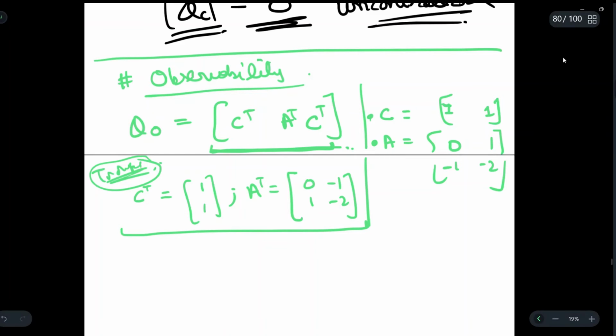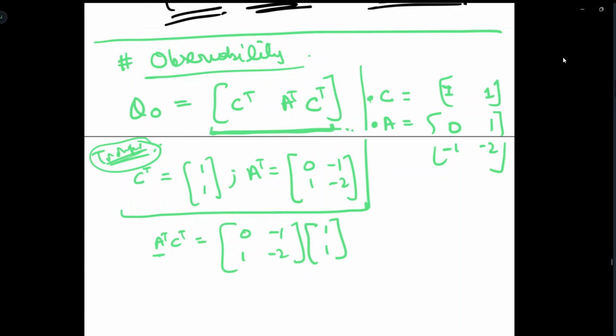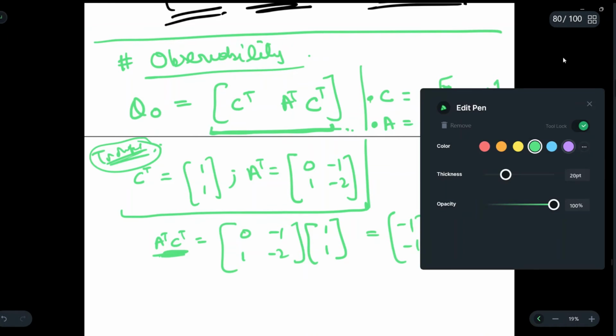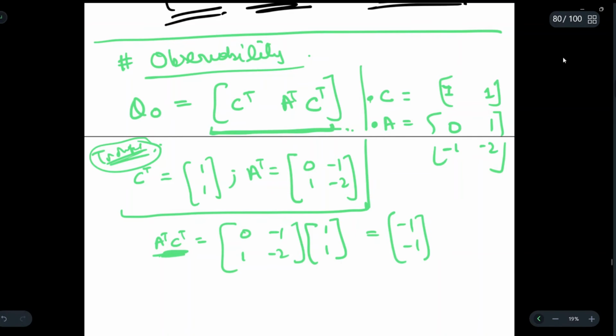But now continuing, as you know what a transpose is, we will now find out AT into CT. That is, we will write 0 minus 1 1 minus 2, that is the transpose of A multiplied by the transpose of C, that is 1 1. And on doing so, what you will get is minus 1 as your new matrix, which is ATCT. So now we will simply take these values of ATCT and CT and put them in the Q naught matrix.